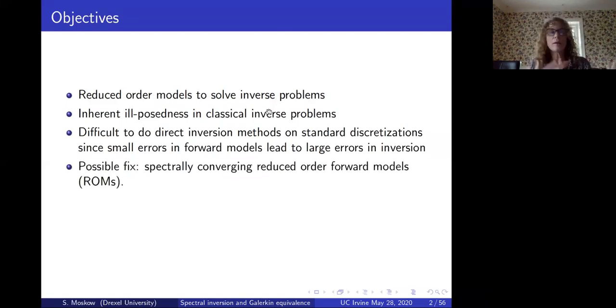So one way to think about all this is, suppose instead of having some kind of standard discretization of the forward problem, what if we were to have a spectrally converging reduced order forward model? That is, one with very high order convergence. As opposed to just a standard finite difference or finite element, a high order converging forward model.